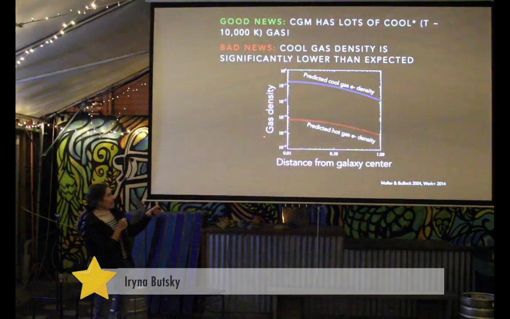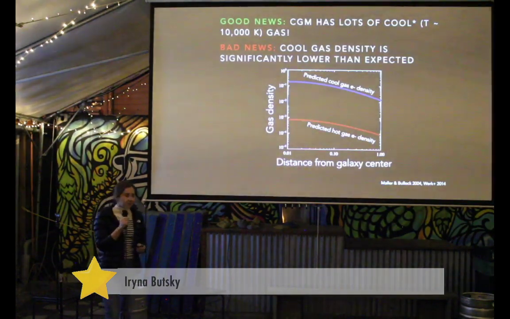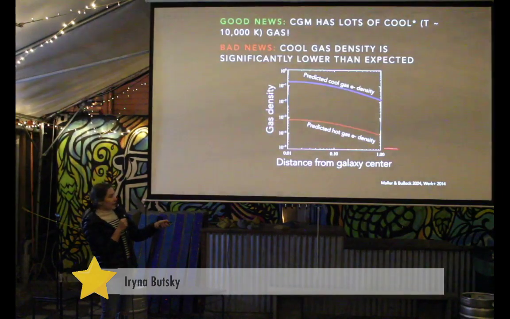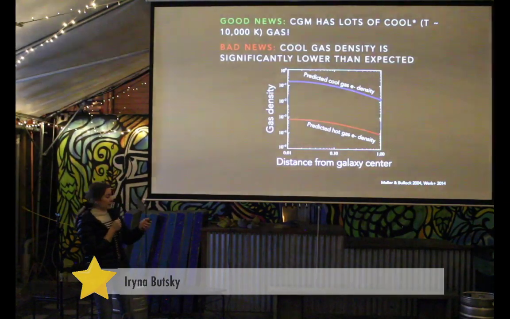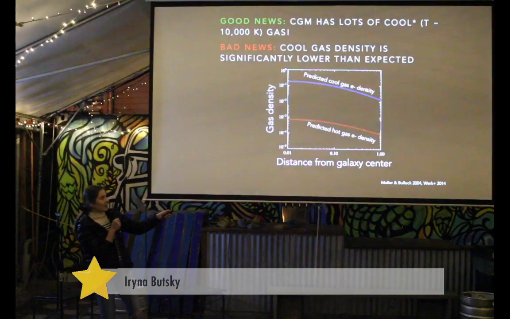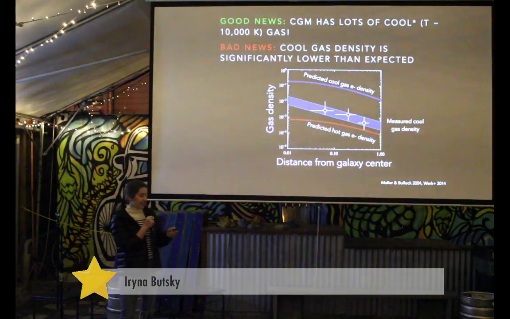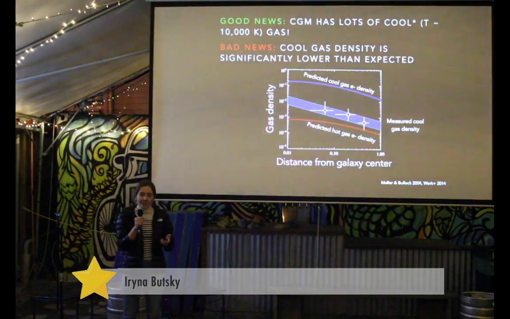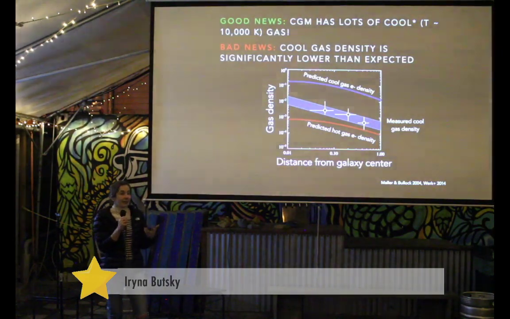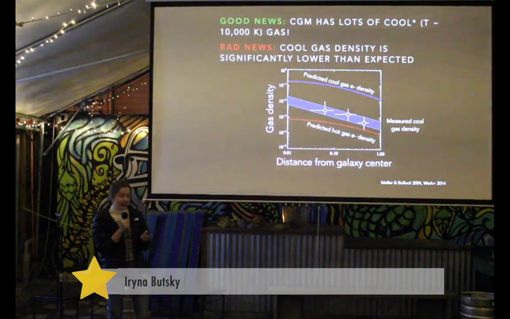And so this is a plot showing gas density as a function of the distance from the galactic center. And these are predictions for the hot gas density and the cool gas density. And so what we expect to see is this cool gas should have densities right around here. But what we actually see is that cool gas density is way down here. It's about 10 times lower than what we expect it to be. And that's a big deal. It means that this gas is not in pressure balance with the hot gas, and so that requires an explanation that we don't have yet.